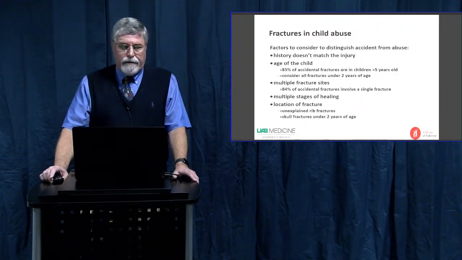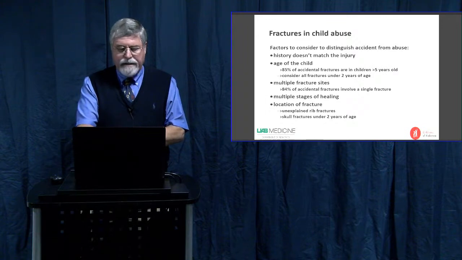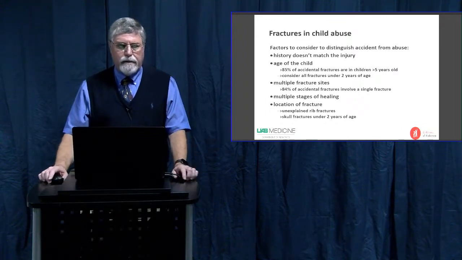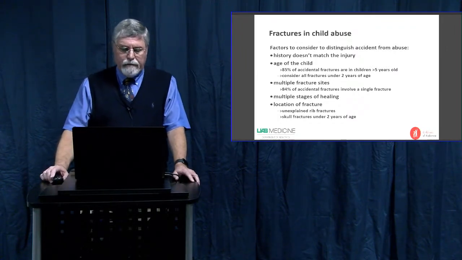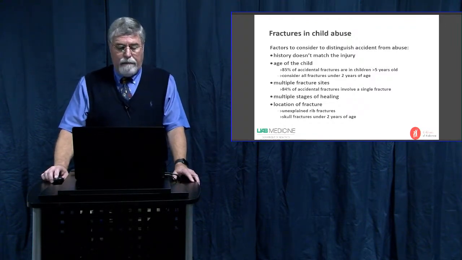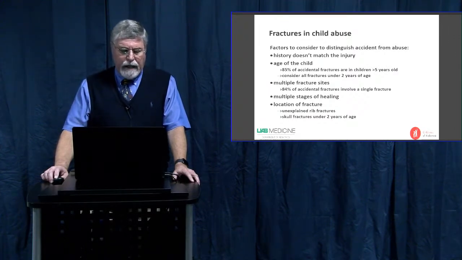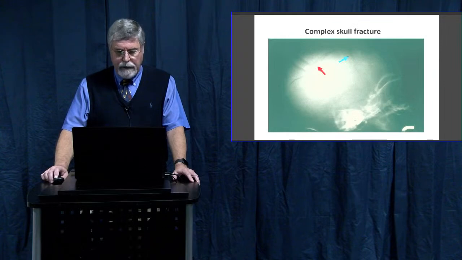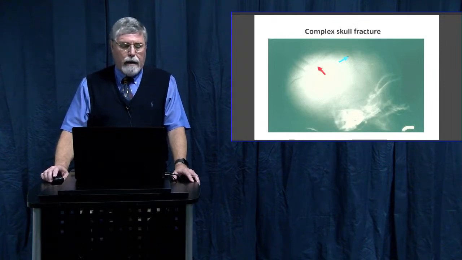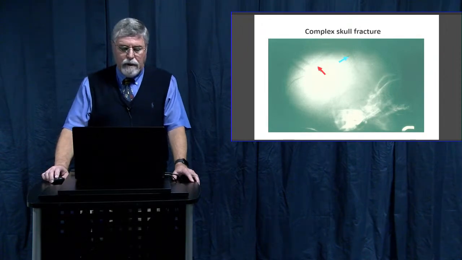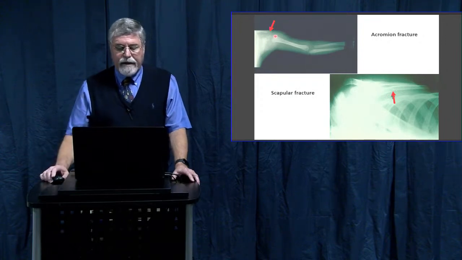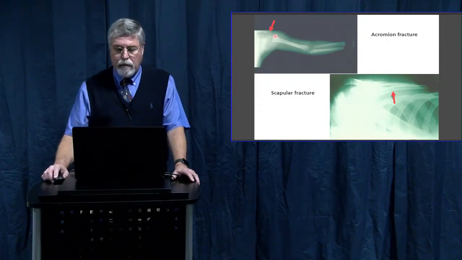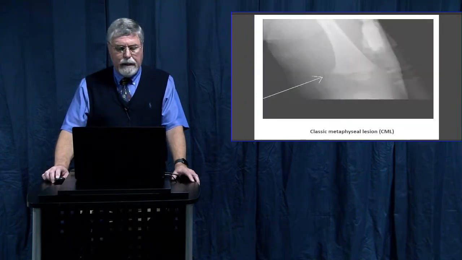If they have multiple fractures, the wrist, the radius and ulna together, is not really considered a multiple fracture. That's a single site fracture, but multiple site fractures are not common. Most of your accidental injuries involve a single location. Multiple stages of healing would be concerning, and then certain types of fractures, particularly rib fractures. Complex skull fractures are not common from short falls, typically longer falls or complex falls. Acromion fractures and scapular fractures are unusual accidental injuries, but more common from punishment-type injuries.